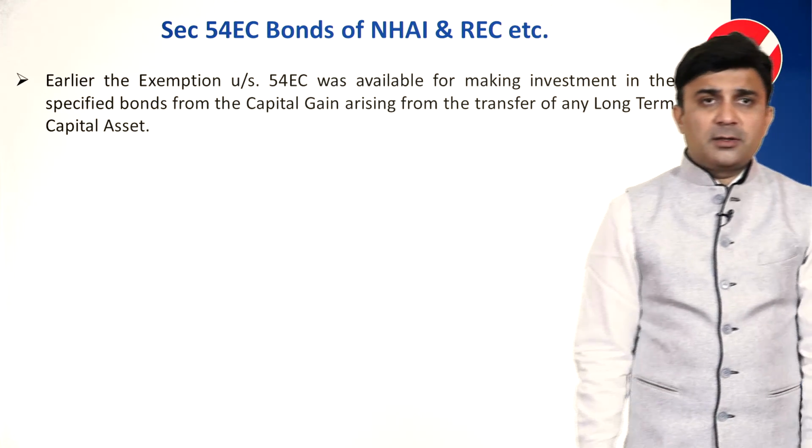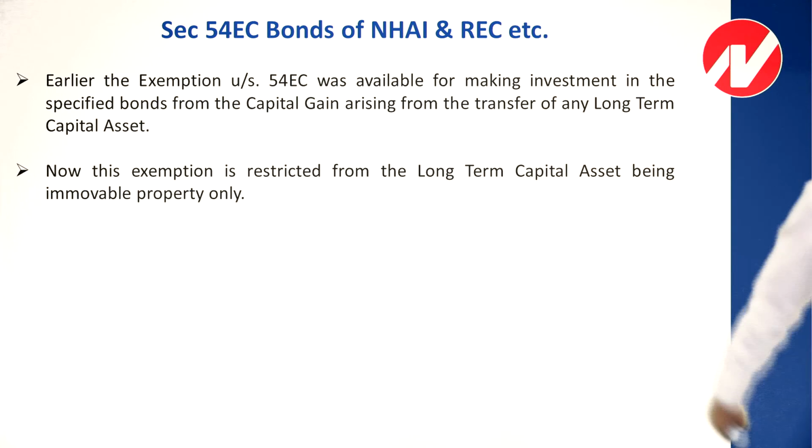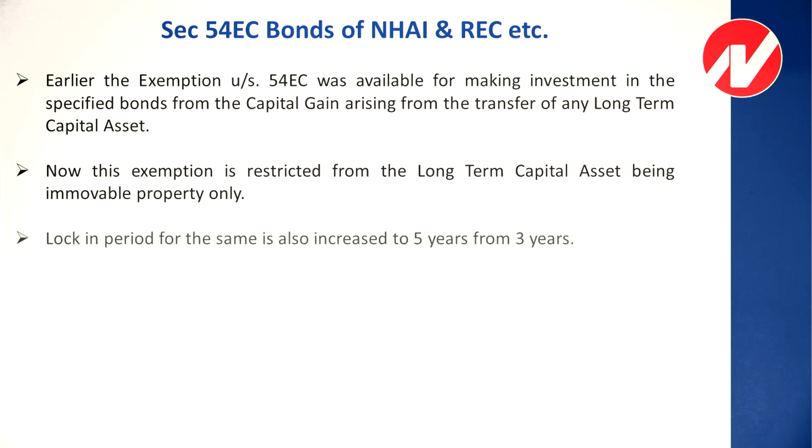From the current year, government has said that this exemption is available only on a long-term capital asset being immovable property. This won't be available now on gold, silver, shares, unlisted or any other shares. No other assets, only available on immovable property sold. Previous year 18-19 onwards this applies. So, land building sold long term, this would be available. Same way, the lock-in period has also been increased from 3 years to 5 years. You have to keep these bonds with you. You cannot sell, you cannot mortgage and take a loan up to 5 years from the date of acquisition. Then only the exemption of 54EC would be available.